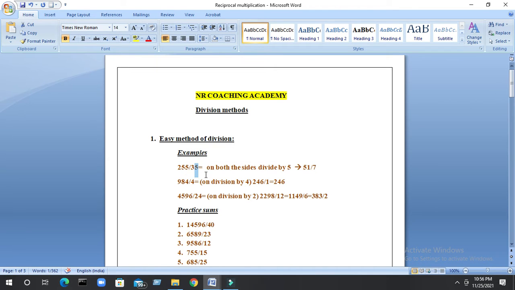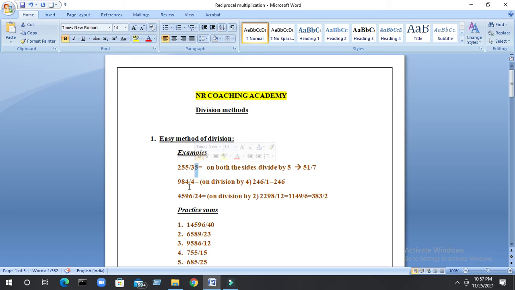We know there's one fact in division, that any number ending in 5 is always divisible by 5. Got it? Any number ending in 0 or 5 is always divisible by 5. So why don't we just divide both the numerator and the denominator by 5? On doing this, we get 51 by 7. Don't you think this is quite easy? And 7 is a multiplication table we have been practicing since our childhood, and it's so easy to divide.